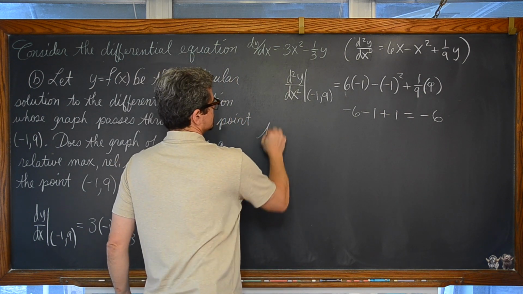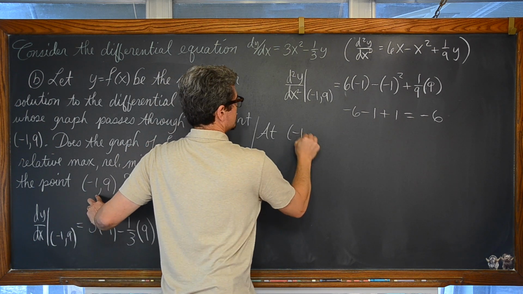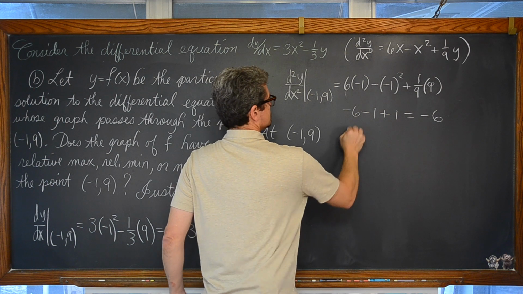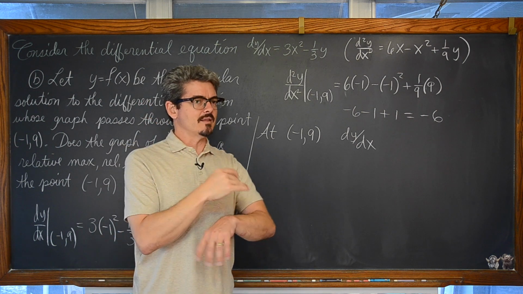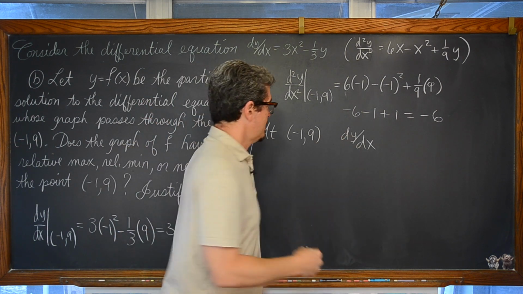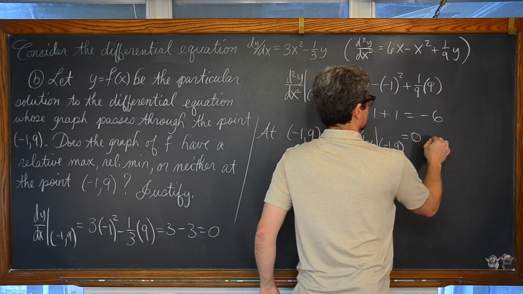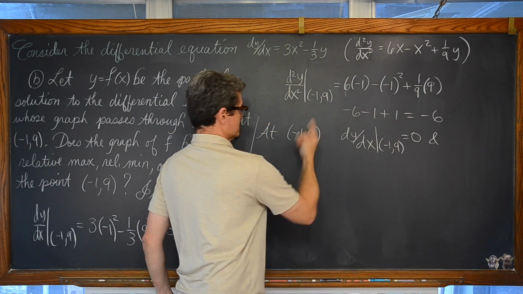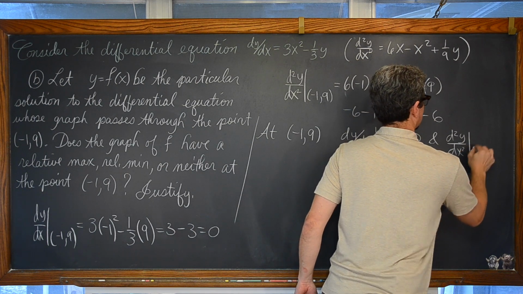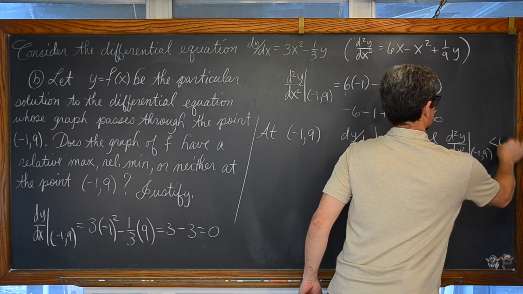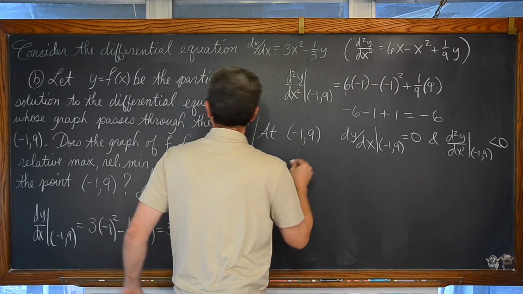So at negative 1, 9, dy dx. It's even considered vague language to just say the derivative or the second derivative. Dy dx at that point, just to be super redundant here, is equal to 0. And the second derivative at negative 1, 9 is less than 0. Therefore, you can just write that notation.